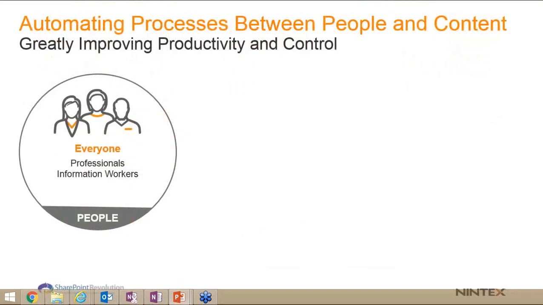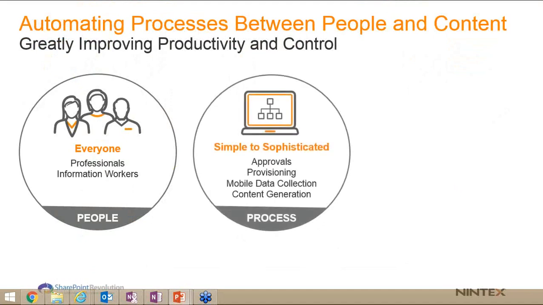And so what we find ourselves doing is automating processes between people and content, which greatly improves productivity and control. We've got all kinds of information workers today, in all different departments. They're all over the place, and we have different kinds of processes from the simple to the sophisticated. And there's a few examples listed below.